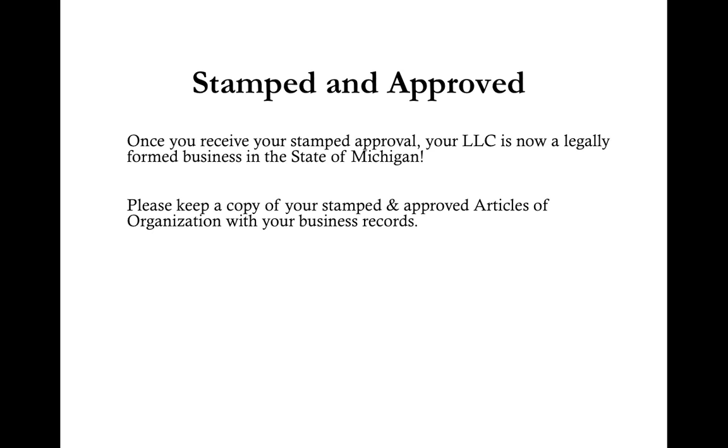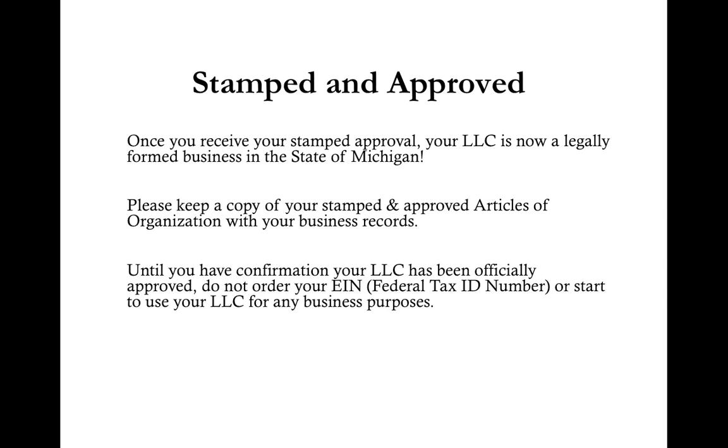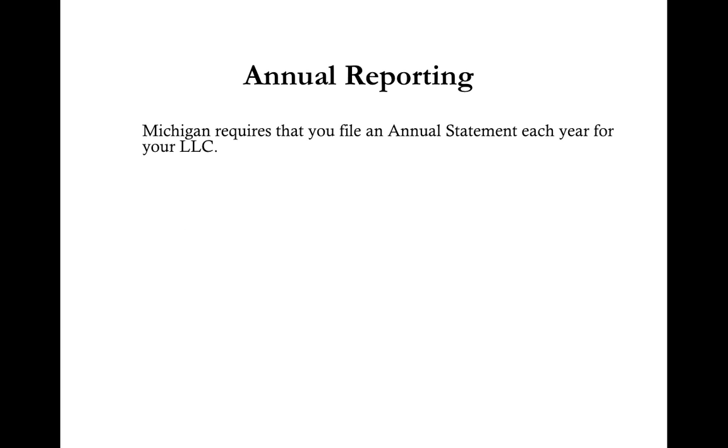Once you receive your stamped approval, your LLC is now a legally formed business in the state of Michigan. Please keep a copy of your stamped and approved Articles of Organization with your business records. Until you have confirmation your LLC has been officially approved, do not order your EIN, also known as your federal tax ID number, or start to use your LLC for any business purposes.